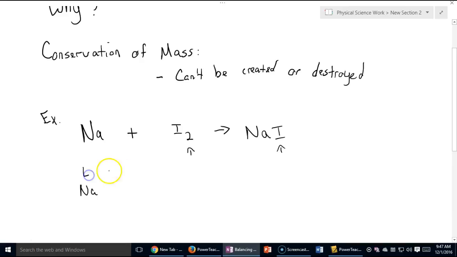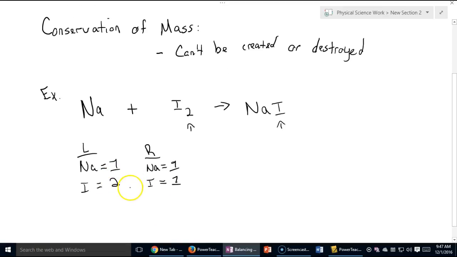On the left-hand side, I've got one Na, and I've got two iodines. On the right-hand side, I've got one Na, and I've only got one iodine. So here I'm messing up. There's something not right. I need to fix this. I need to make it so that both these numbers are going to be the same. And the easiest thing to do is to make this number right here go up.